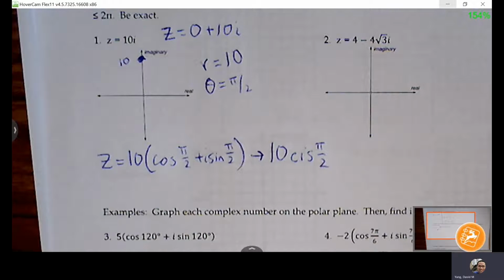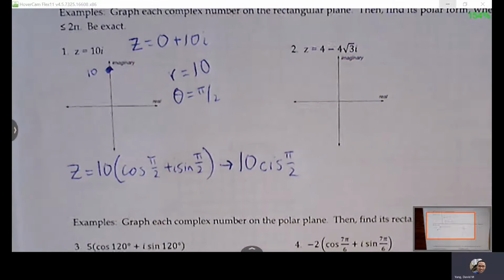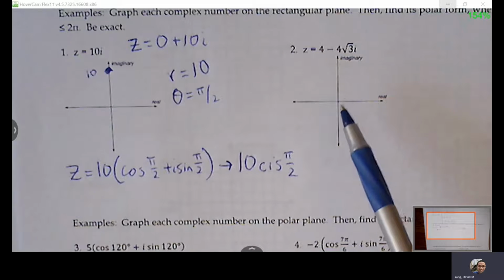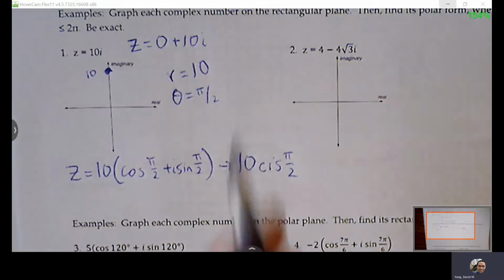Okay, any questions? Number 2, let's graph that point. 4 minus 4 root 3 i, so it's going to be in the 4th quadrant here.